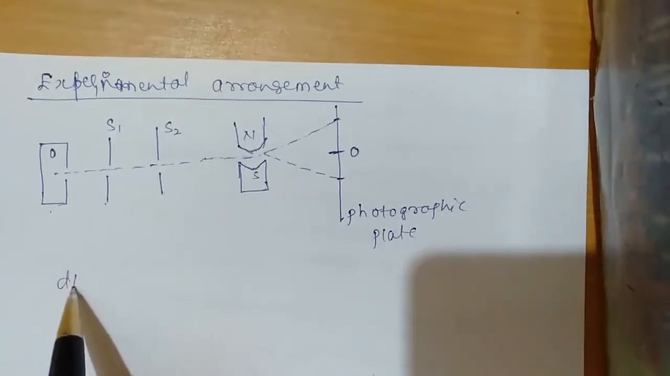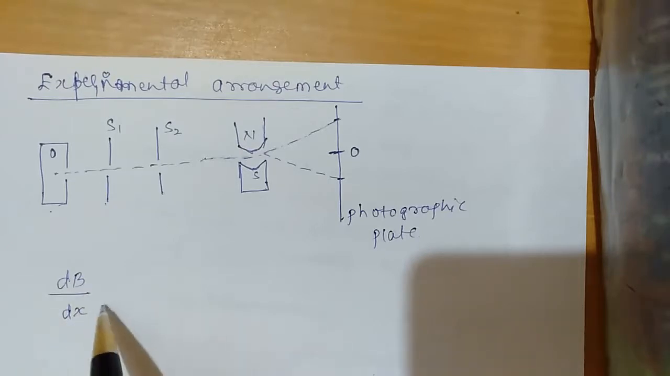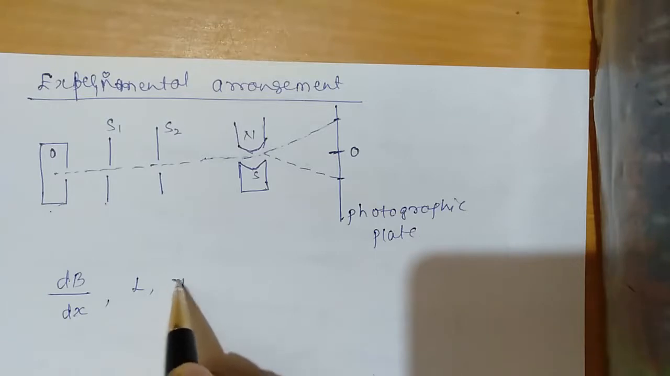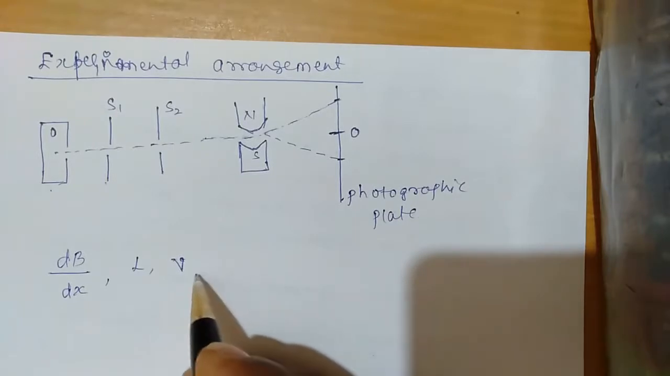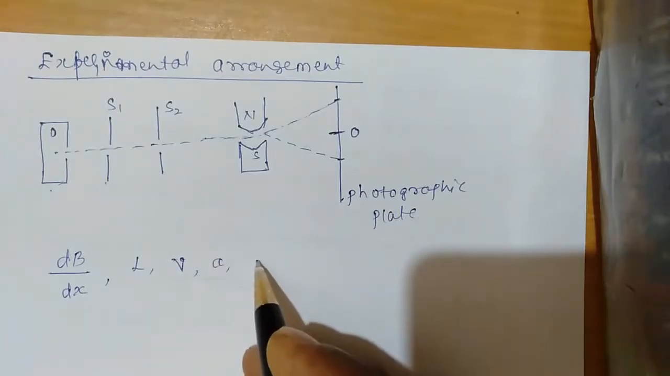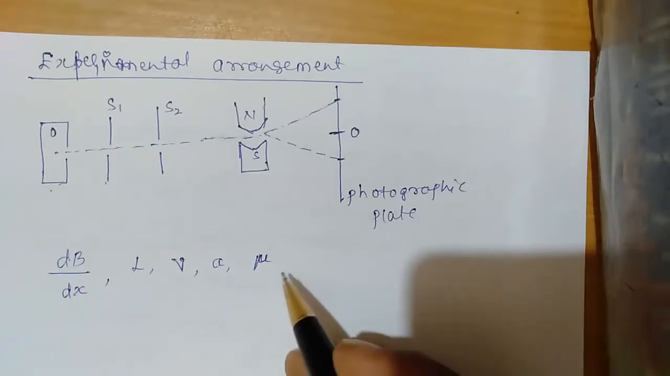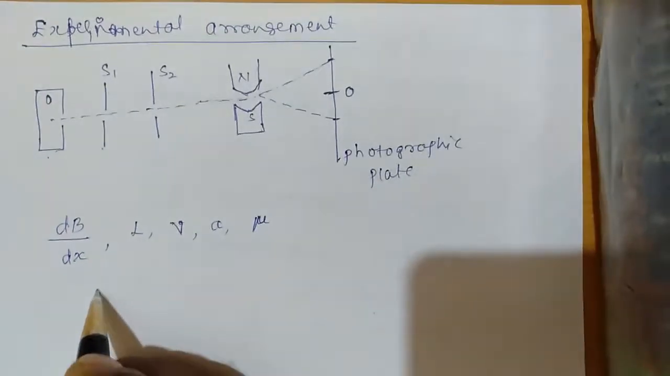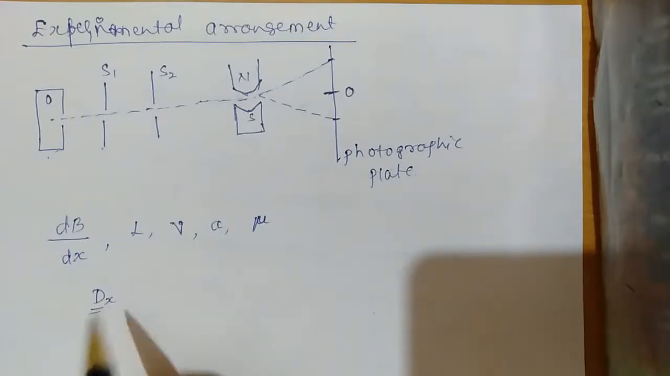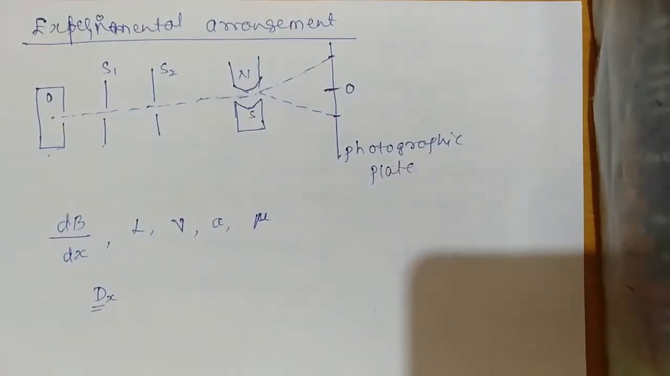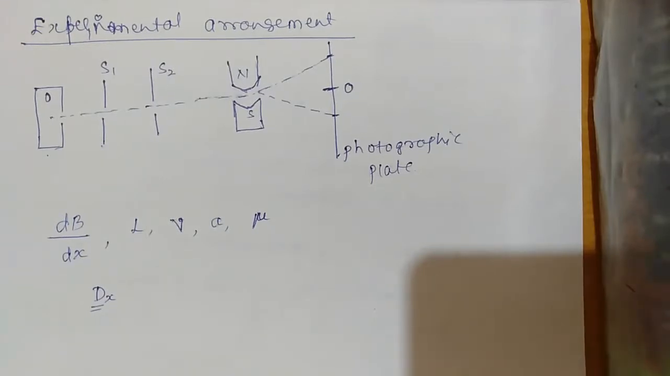By measuring the field gradient, that is dB/dx, the length traveled in the non-homogeneous magnetic field, the velocity of the atoms, the acceleration, and the magnetic moment of the silver atoms, we can calculate the deviation produced, or the displacement in the x direction in the Stern-Gerlach experiment. So this is about the experimental arrangement and theory of the Stern-Gerlach experiment.